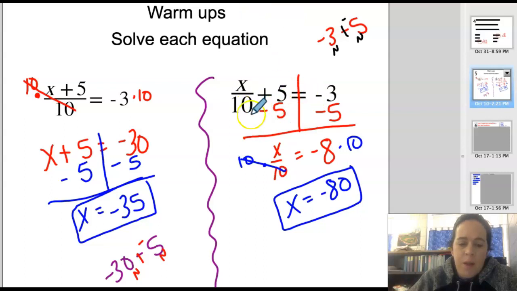My problem when I have a littler fraction, I first want to get rid of my adding and subtracting. So opposite of plusing 5, we're going to minus the 5 to both sides. Up here, I wrote it out left to right. So negative 3 minus 5 turns into plus a negative 5. Again, so I get negative 8. And the last thing I need to do is get rid of this divide by 10. So I multiply both sides by 10, and negative 8 times 10 is negative 80.